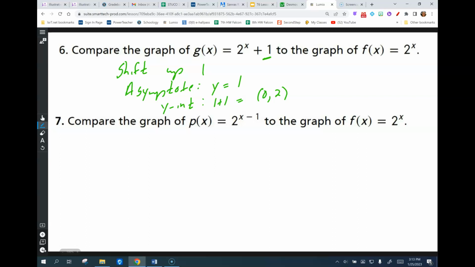Now, on this one, we notice that it's up in the exponent on number 7. So therefore, we know it's going to be a horizontal shift. It's a minus, so we're going to go in the opposite direction. So instead of going negative, we're going to actually shift right 1. Because it is a horizontal shift, your asymptote does not change.